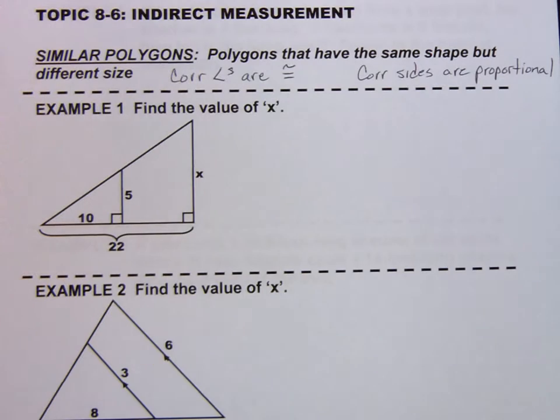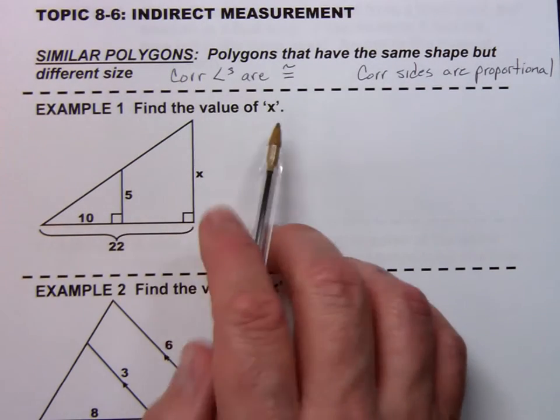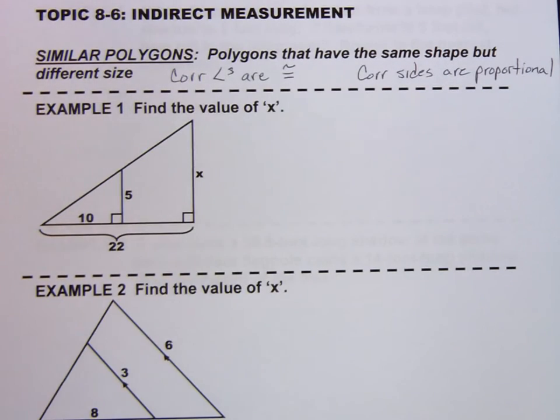Alright, now we have a problem right here. Example 1 says find the value of x. Notice it doesn't say anything about similar figures. They're not going to lead you down that path most of the time. You just have to have that in your toolbox and know when to use it, when it's going to be helpful. So what I want you to notice here is that we have two triangles in this picture.